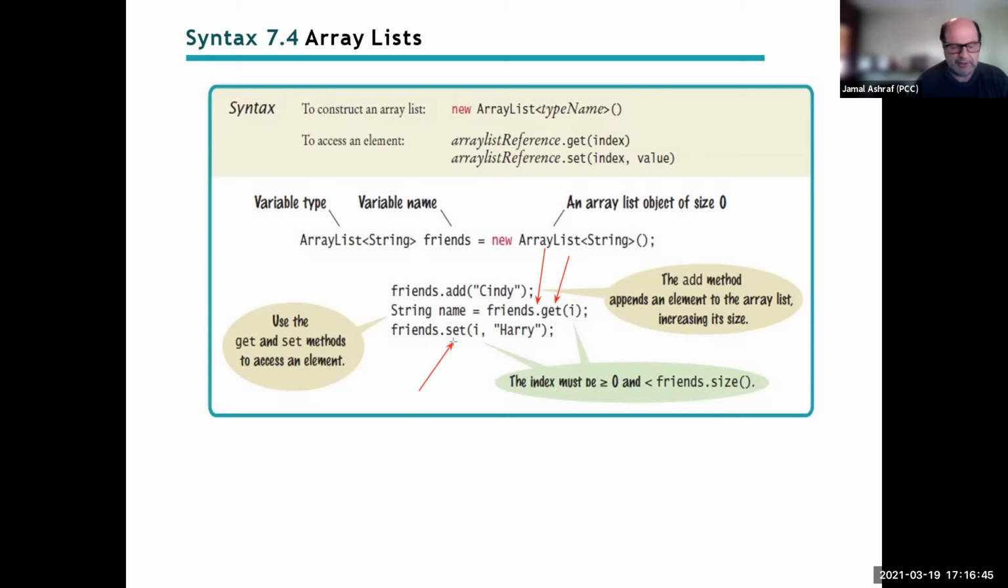Remember those getter and setter methods that we talked about in chapter 3? If I want to use set, it's going to go to that index and change the value to what I'm giving it. So if I put a 0 over here, and I put a name here, it's going to go to index 0 and change the value to this one. So add, get, set. Questions?